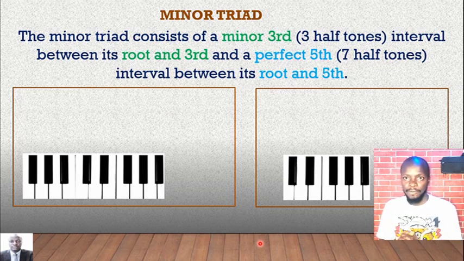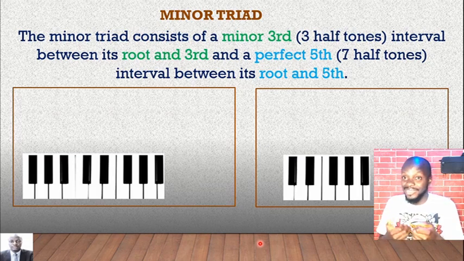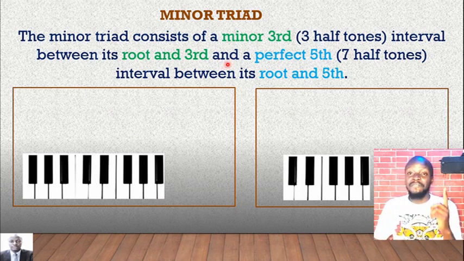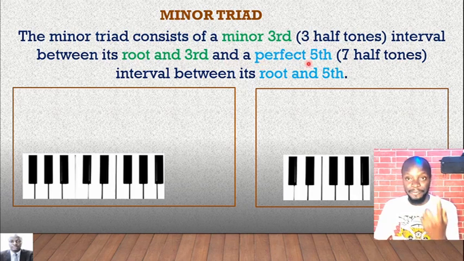But let's see the difference between them. So a minor triad consists of a minor third, that is, from the root to the third is a minor third, which is 3 semitones, right? So it has 3 semitones from the root to the third, right? And a perfect fifth from the third to the fifth.